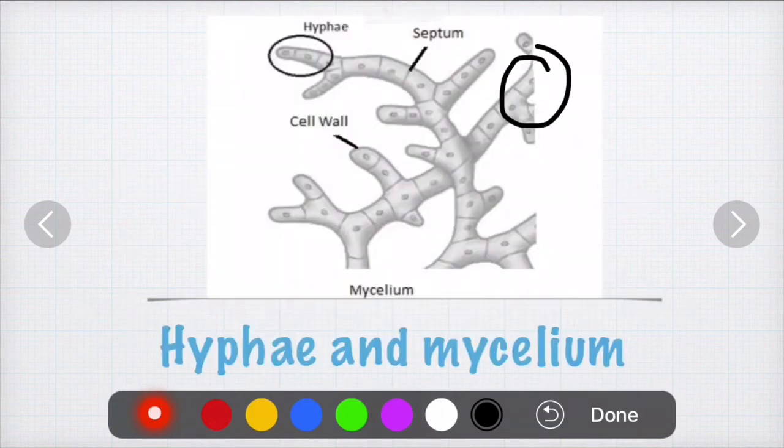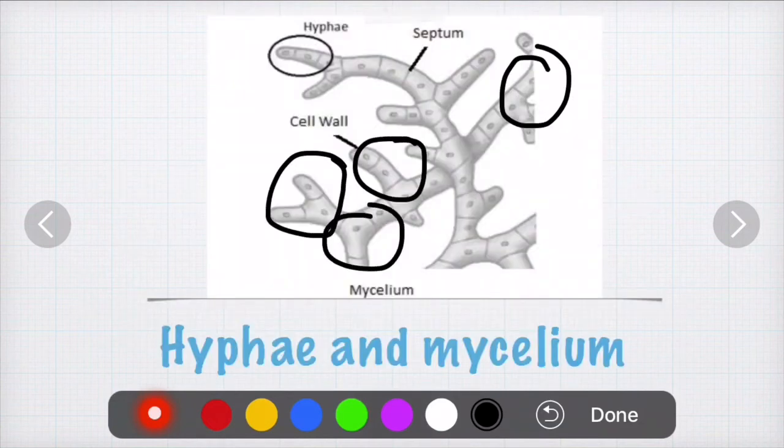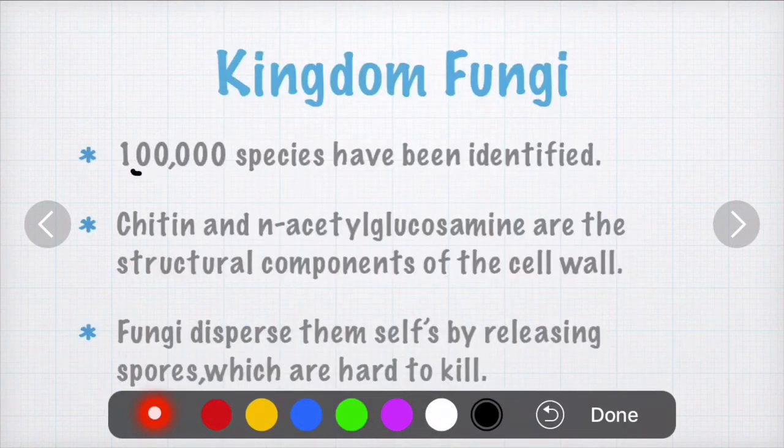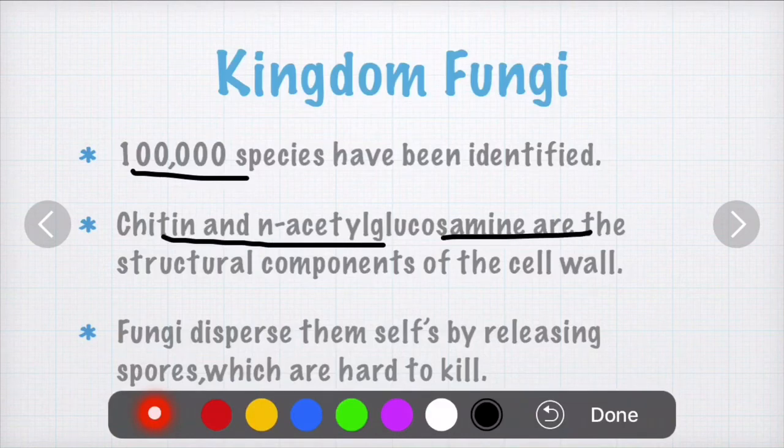These are all the hyphae. These hyphae are combined together to form a mycelium. This single segment separation is called a septum. The membrane around the hyphae is called a cell wall. About 1 lakh species have been identified under kingdom Fungi. The cell wall components are chitin and N-acetyl glucosamine. These are the structural components of the cell wall of the fungi.